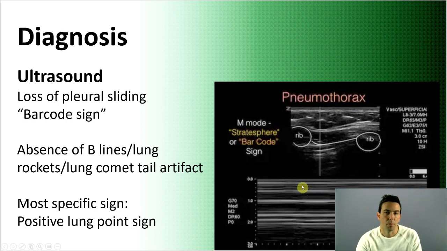And if they ask what's most specific on an ultrasound for a pneumothorax, it's a positive lung point sign, which is where you'll have lung sliding and then you'll see the loss of lung sliding that goes back and forth. But typically you're going to have this barcode sign that will clue you in to say, yeah, this is a pneumothorax, and they're going to need a chest tube.